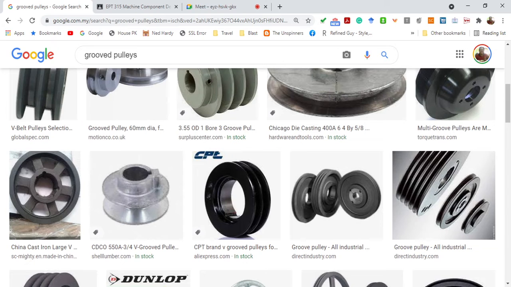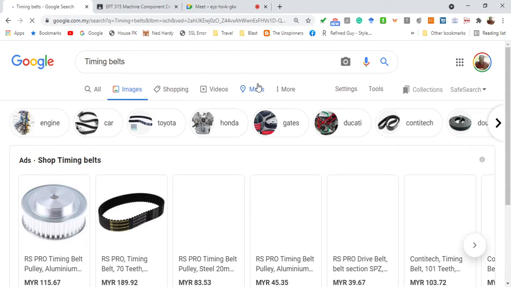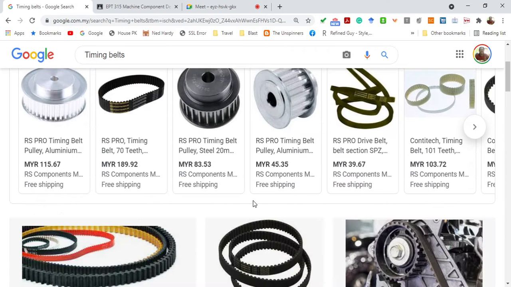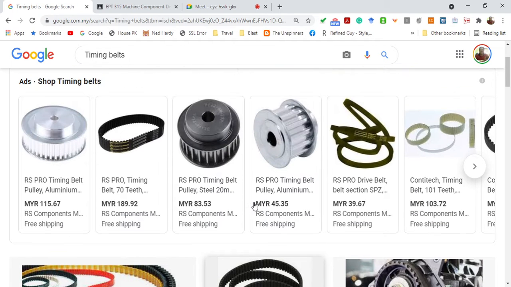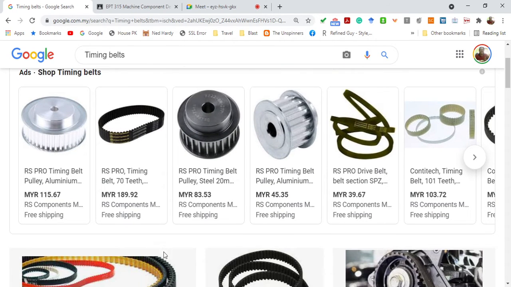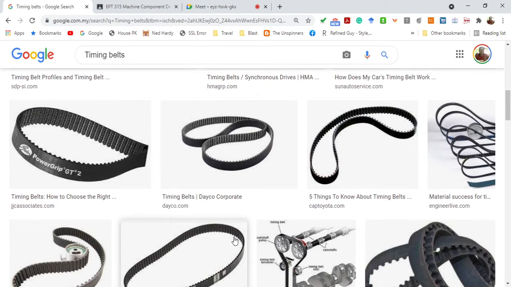Pulleys and timing belts. This is a timing belt. This is how you learn now. Nowadays you have Google. Whenever you don't understand something, you just search for pictures and documents related to it. This is how you learn.